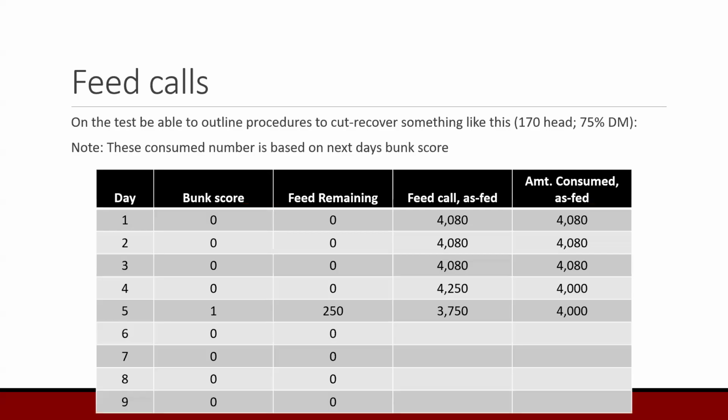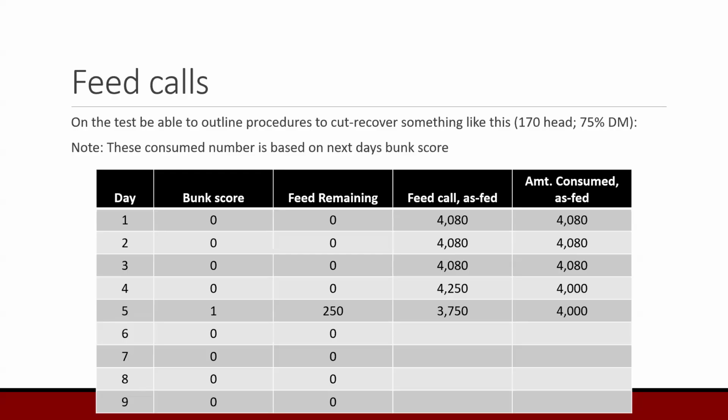Okay. This is an example of something that'll be on your test. Okay. So it's a very similar scenario. This is day, this is bunk score, this is amount of feed remaining. Here's the feed call as fed, what you're going to feed. Okay. And then this is the actual amount of feed that's consumed. Okay. So day 1, 2, 3, 4, you go through and they have bunk scores of 0. Remember that this bunk score is actually how much they consumed the day prior, right?